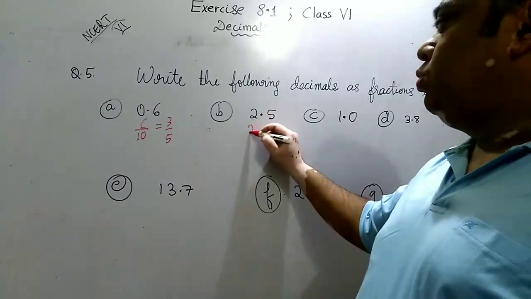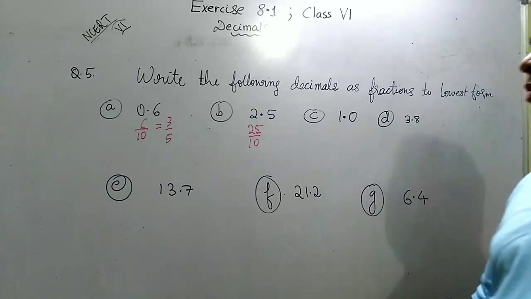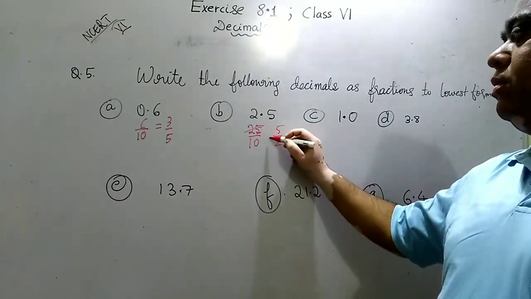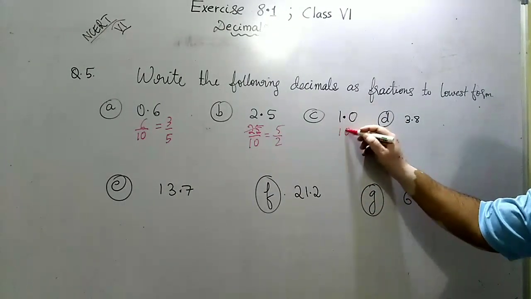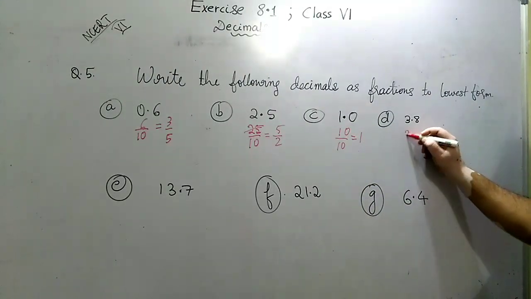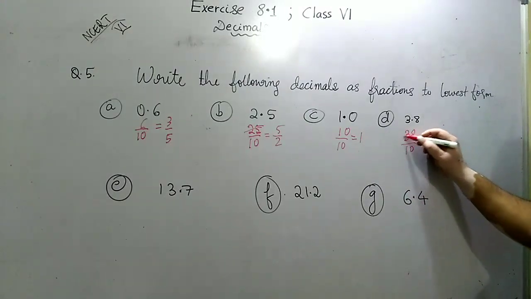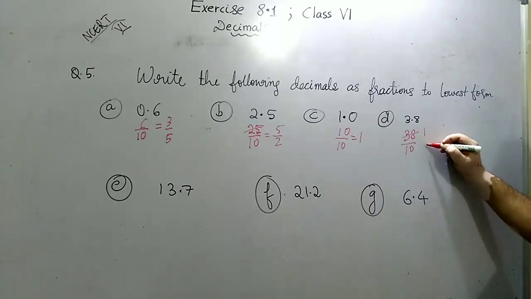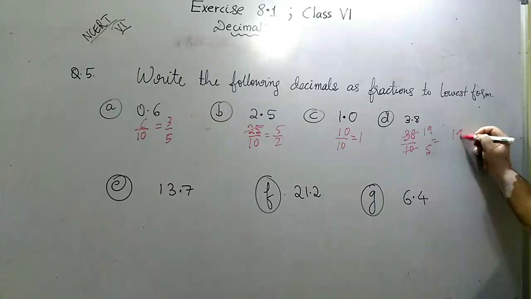2.5 will be written as 25 by 10. Now we can divide numerator and denominator by 5. So it will become 5 and 2. 1.0 can be written as 10 by 10 and it will be equal to 1. 3.8 can be written as 38 by 10 and we can divide numerator and denominator by 2. So this will become 19 and 5. So it will be equal to 19 by 5.